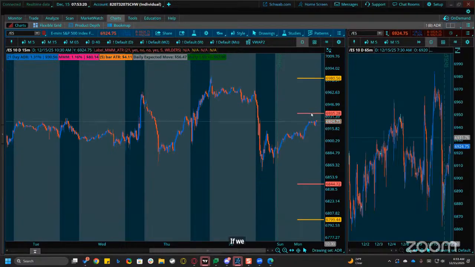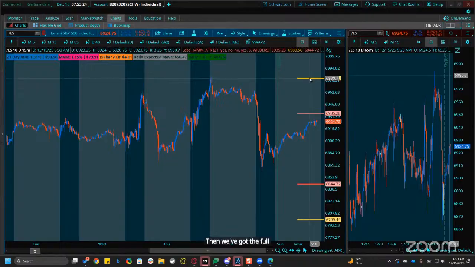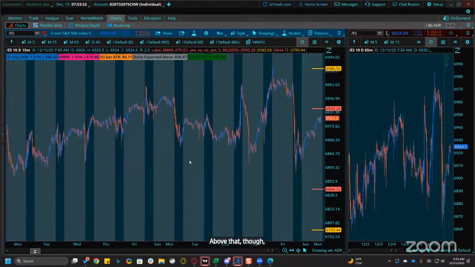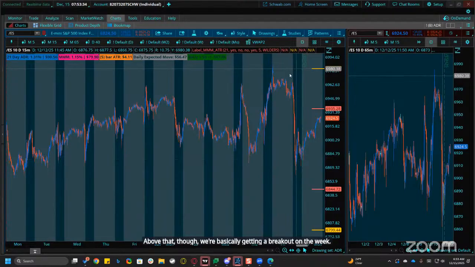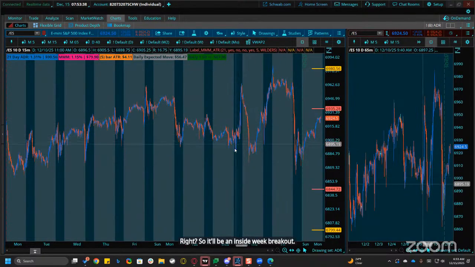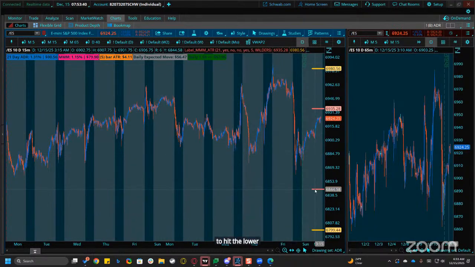If we get above and continue to push, then we've got the full ADR up here, which would still be inside of last week's range. Above that, though, we're basically getting a breakout on the week, right? So it'd be an inside week breakout. To hit the lower ADR half, we'd have to get a break outside of Friday's low.